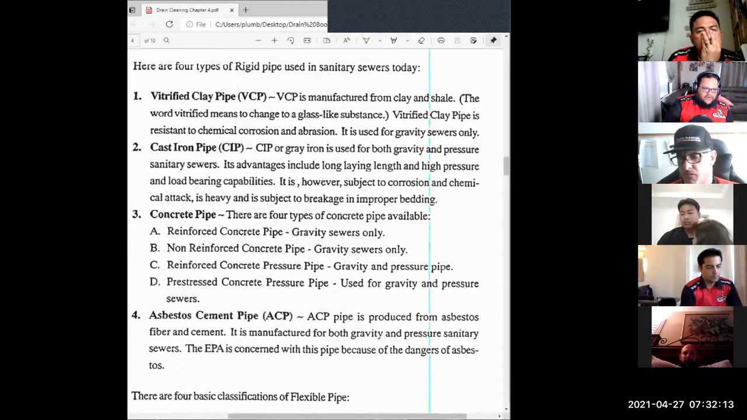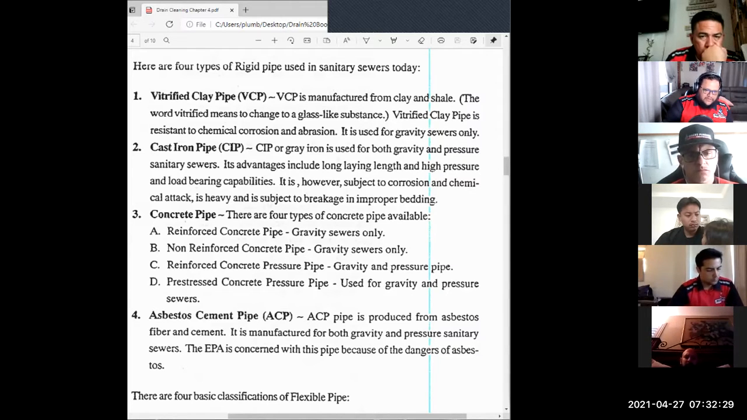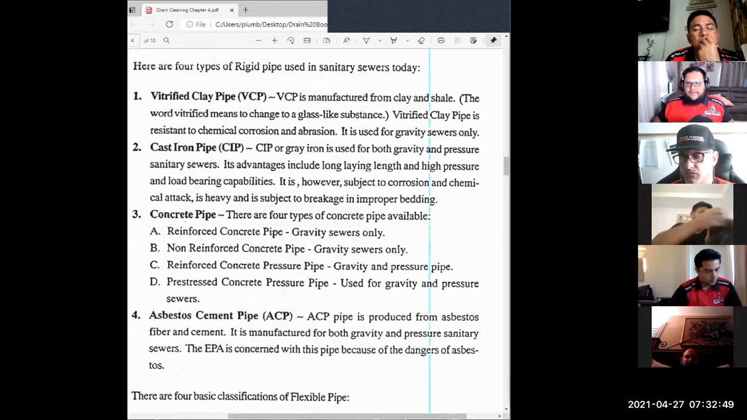And then number 3, concrete pipe. There are 4 types of concrete pipe available. Reinforced concrete pipe, which is for gravity sewer lines only. Non-reinforced concrete pipe, which is gravity sewers only. Reinforced concrete pressure pipe, which is made for gravity and pressure, and pre-stressed concrete pressure pipe, used for gravity and pressure. Pretty much the same way clay is put together. It's all bell. I think that they do still concrete those joints. Yeah.